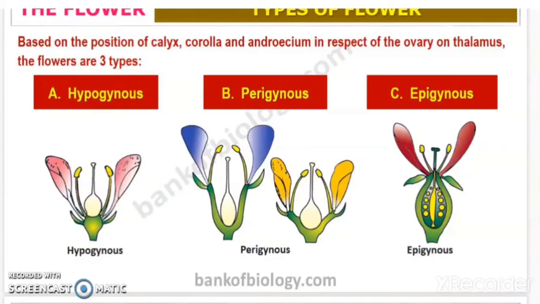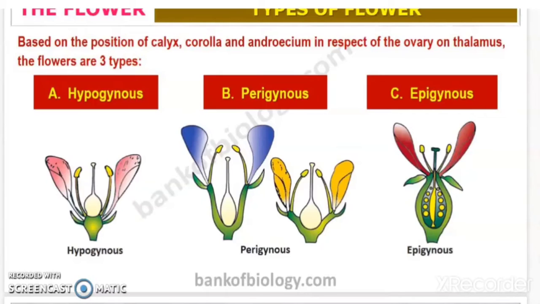Based on the position of the sepal, petal and the stamen with respect to the ovary on the thalamus. So where are these floral appendages arranged? It is arranged on the thalamus, right? Based on the position of the ovary, the other parts are arranged in different ways. So we are going to learn about these positions in detail.